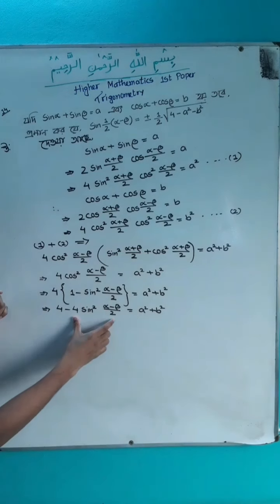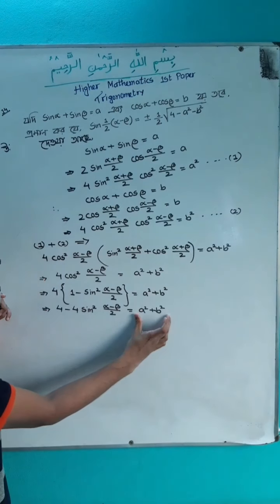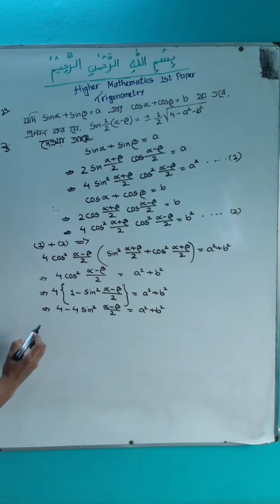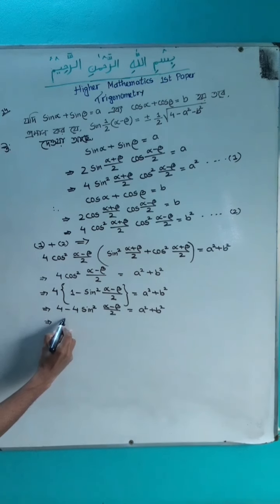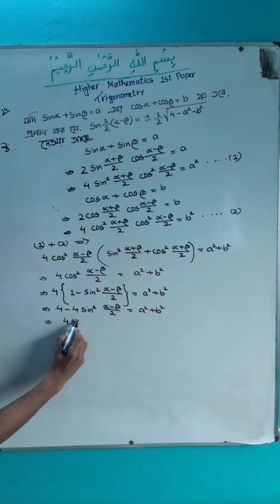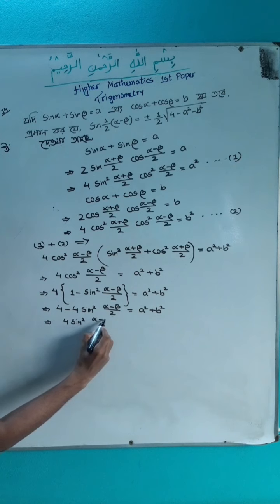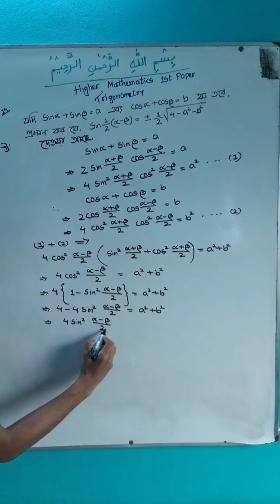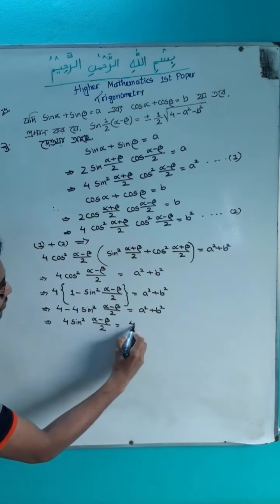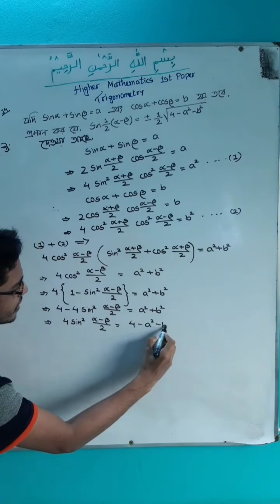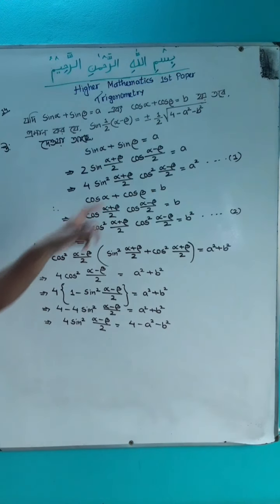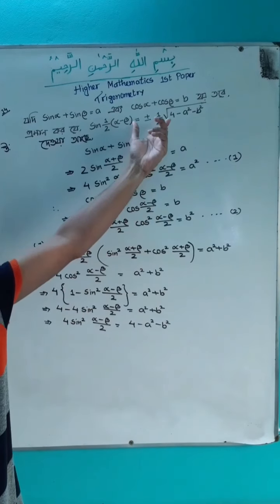So we can take this term to the right side and these two terms to the left side to get 4 sin square (alpha minus beta) divided by 2 equals 4 minus A square minus B square. So we are very near to solving the math.